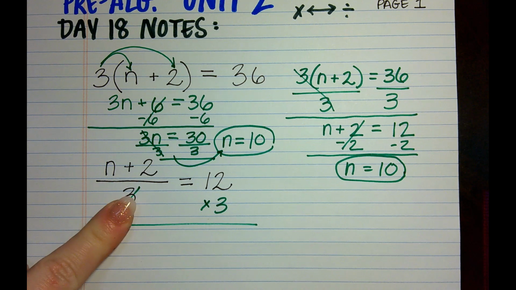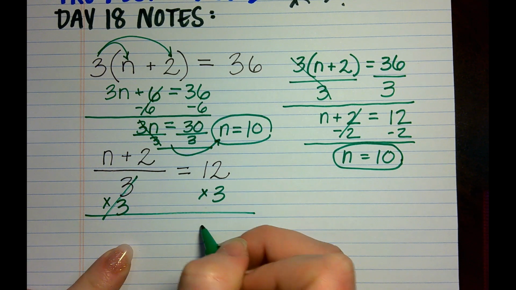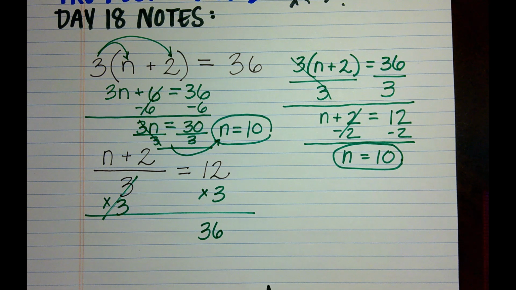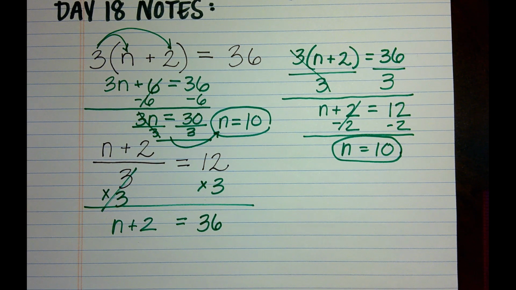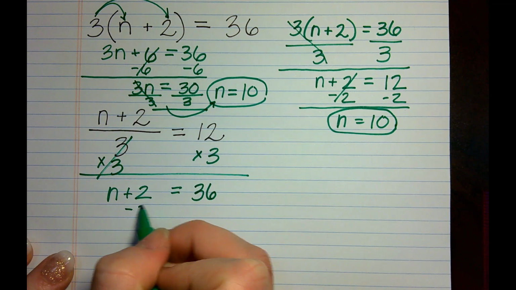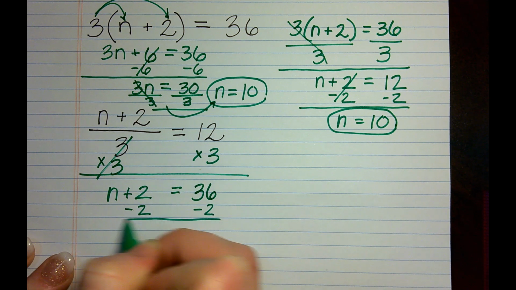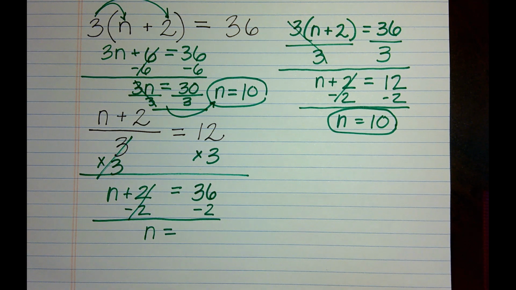Okay, my 3's would cancel. What would I do next? 12 times 3 is 36. And then you bring down your n and your 2. Then I have n plus 2 equals 36. And now you want to take 2 from 36. Minus 2 on both sides. And we get n equals 34.